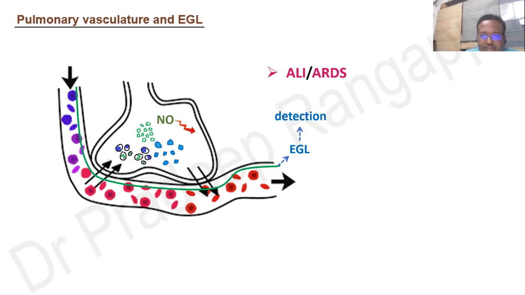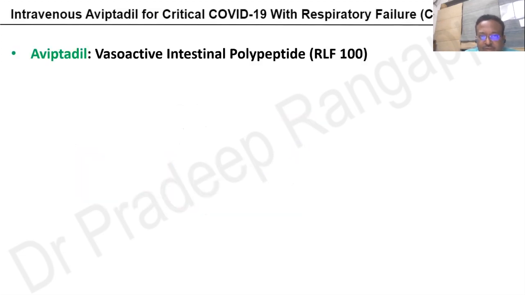Now, again, the research is towards identifying and detecting these EGL products in the blood to determine whether a patient is at risk of developing ALI and ARDS. So there are different ways to protect the endothelial glycocalyx layer. This is one of the newer molecules which is proposed to protect the endothelial glycocalyx layer in the respiratory endothelium, and this was used in COVID patients also.